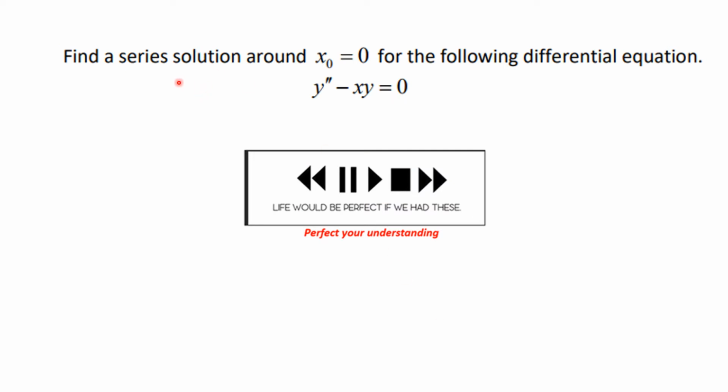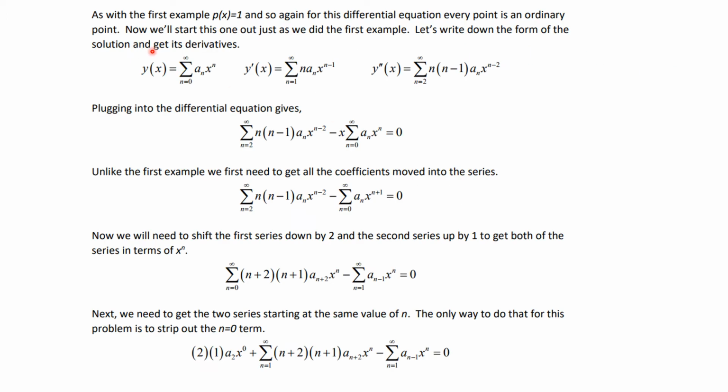When last I left you, you were trying to work on this problem. I hope you finished it, but if not, you know what to do. Let's see how you did. And by the way, this time we're dealing with a really variable coefficient. Okay, p of x, the coefficient of y double prime, is 1. And so every point is an ordinary point.